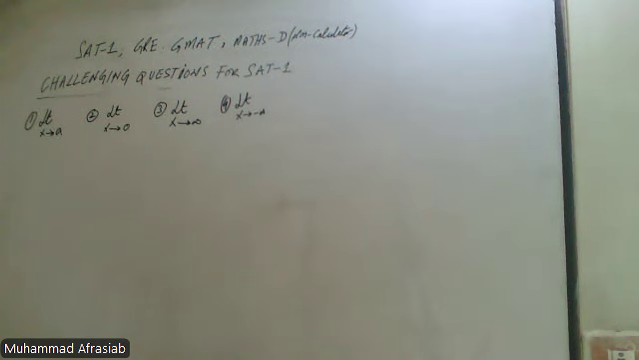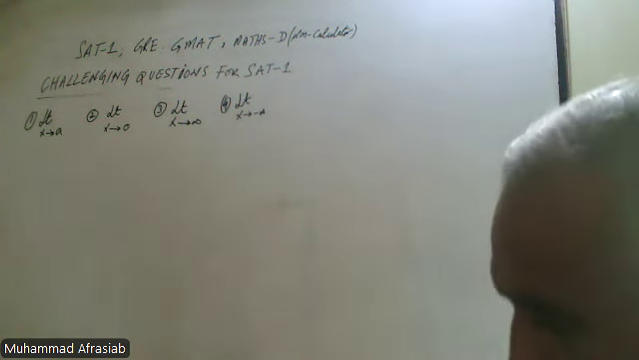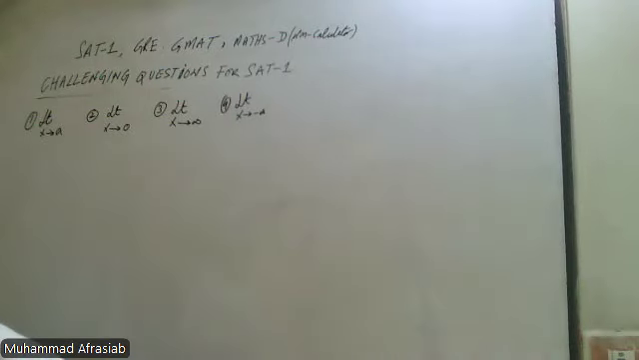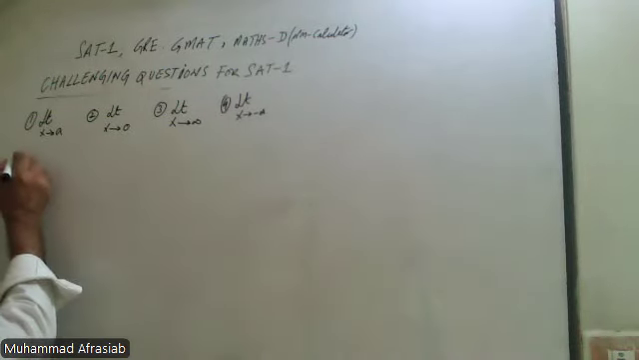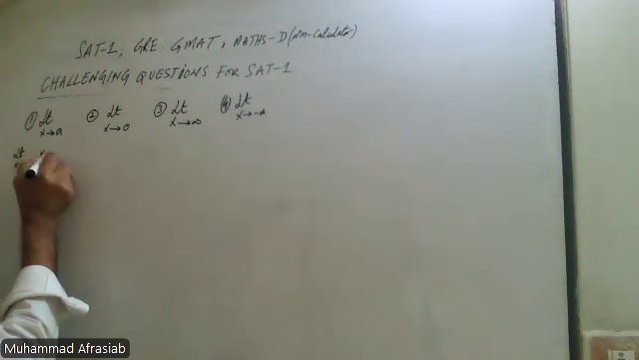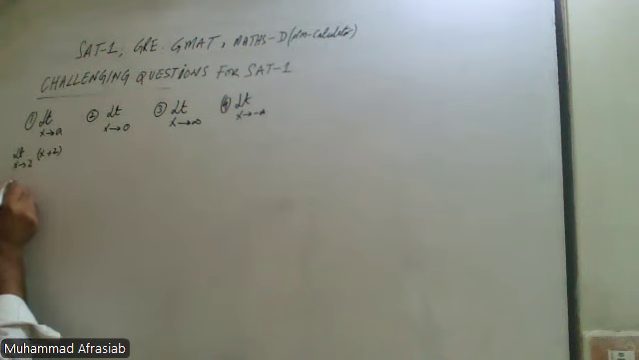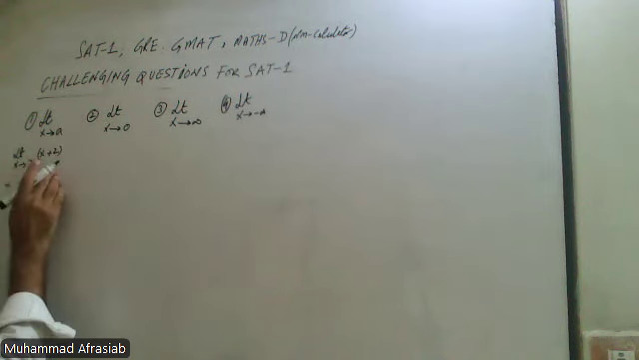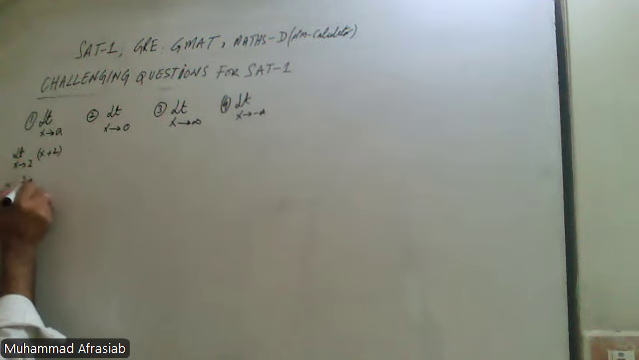When x tends to a, suppose you have a question like this: the limit as x tends to 2 of x plus 2. Then you put x equal to 2 in it, so it should be equal to 2 plus 2, and that is equal to 4.